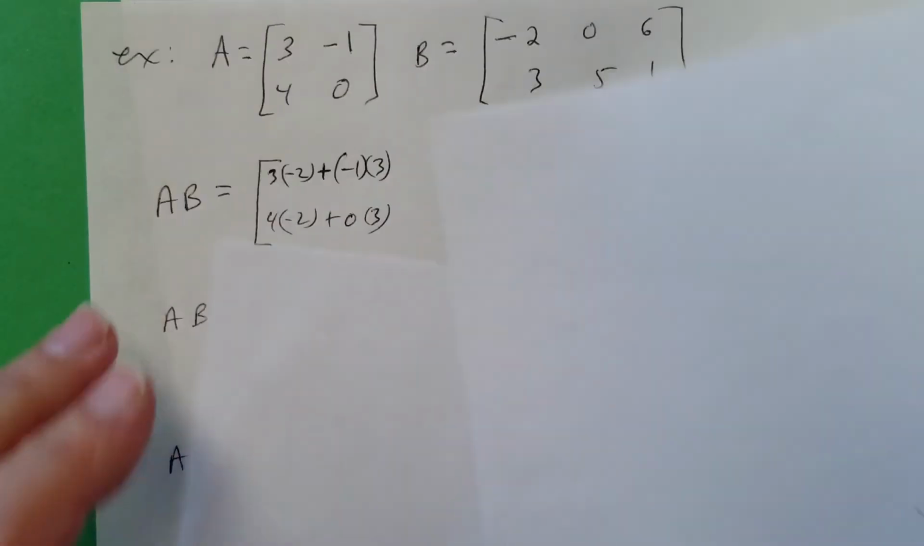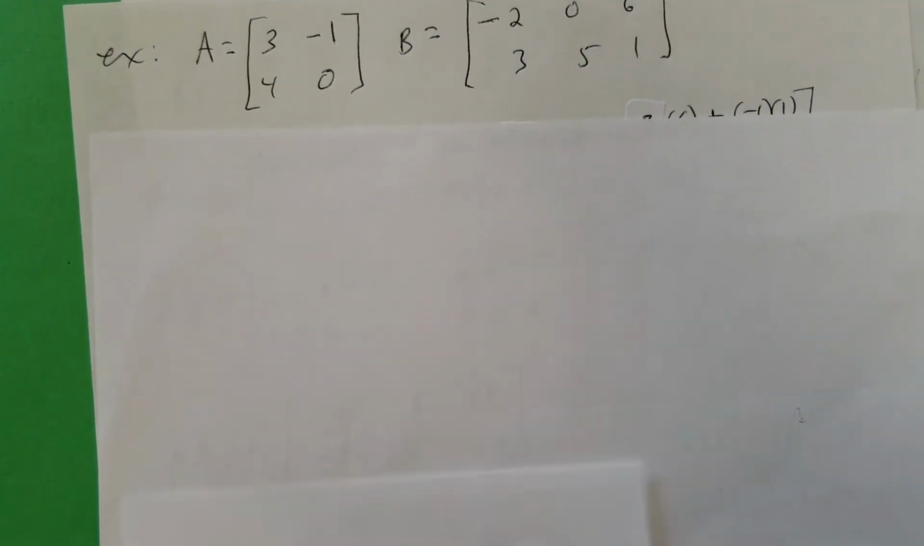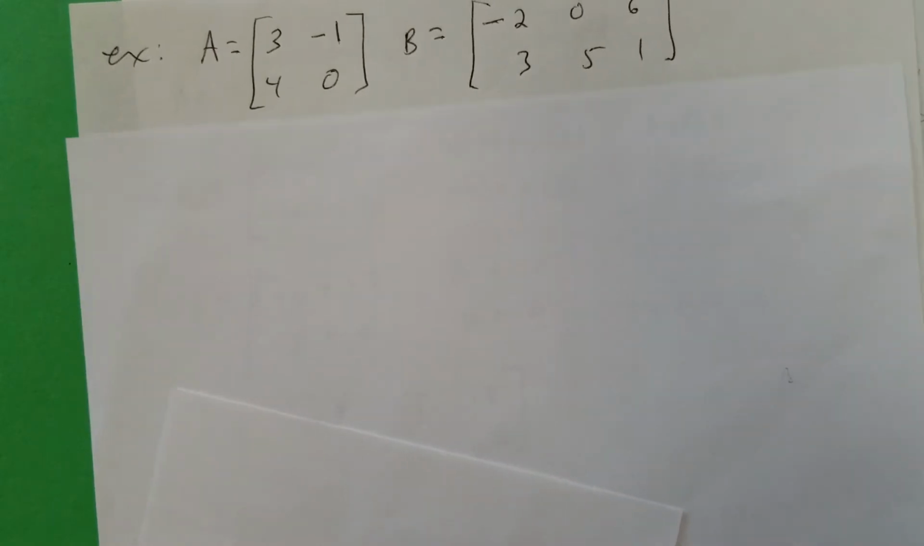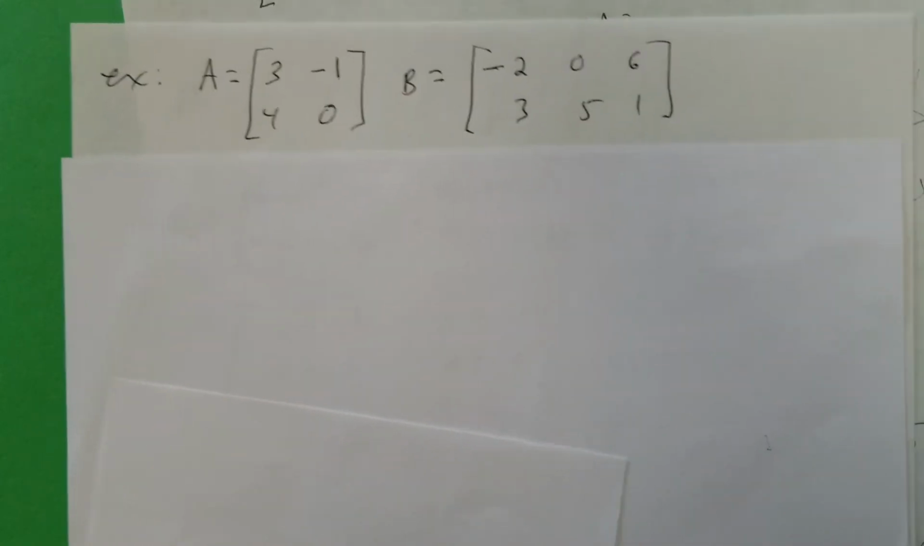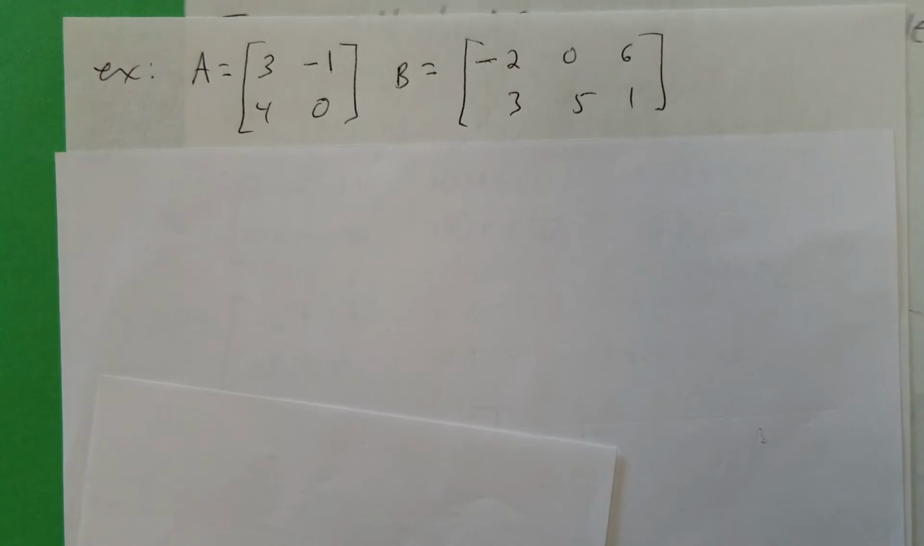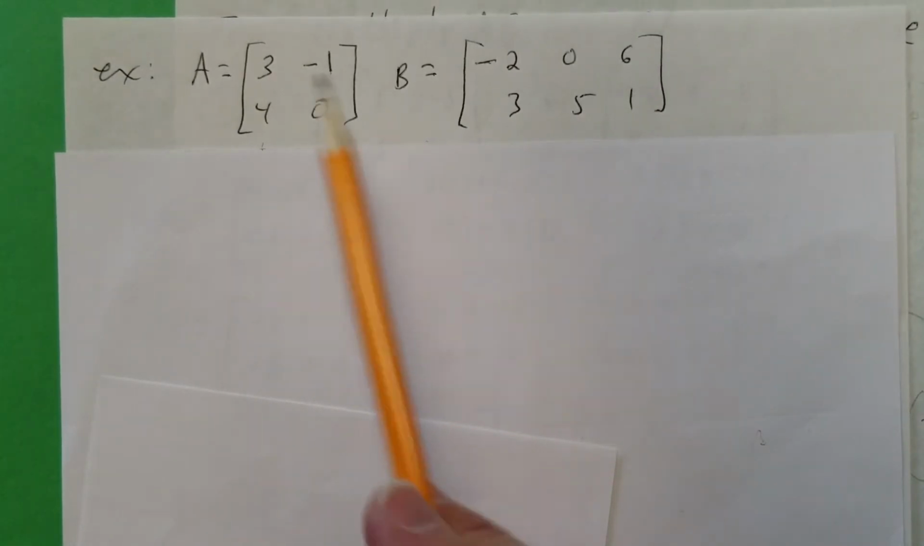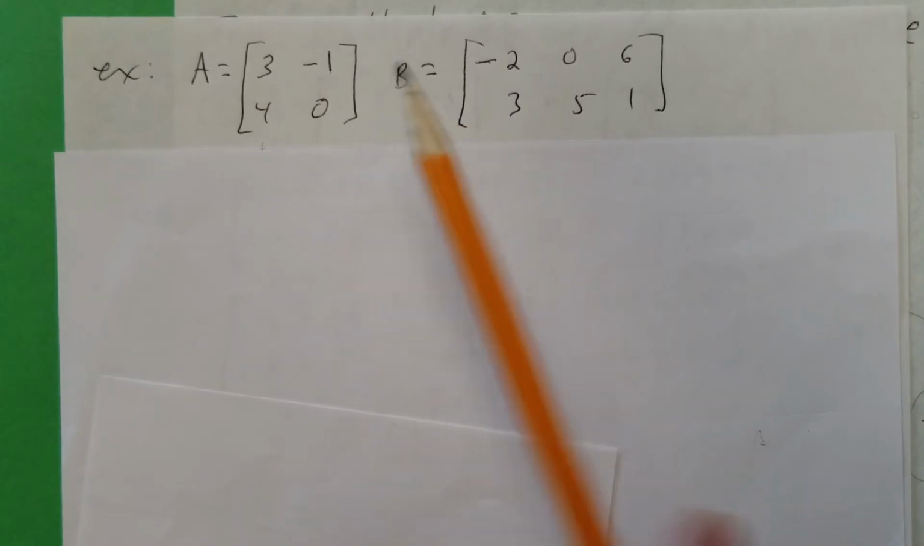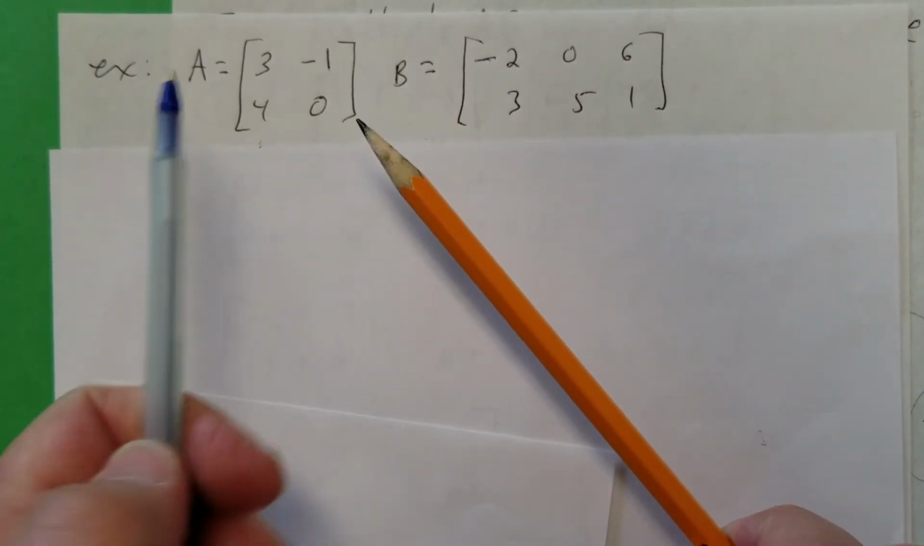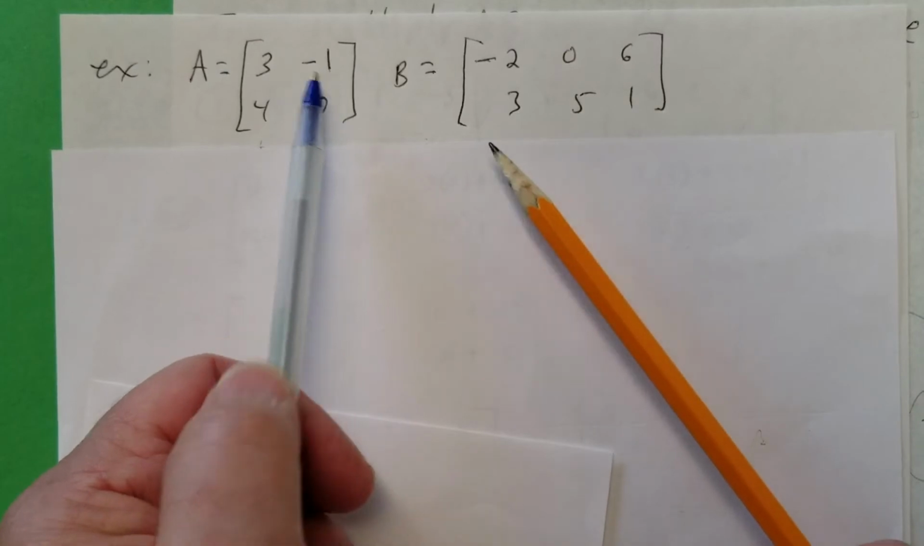Here's an example, right here. Okay? Here's an example. So I want to multiply matrix A times matrix B. What is A times B? Okay? So remember, across, down, right?